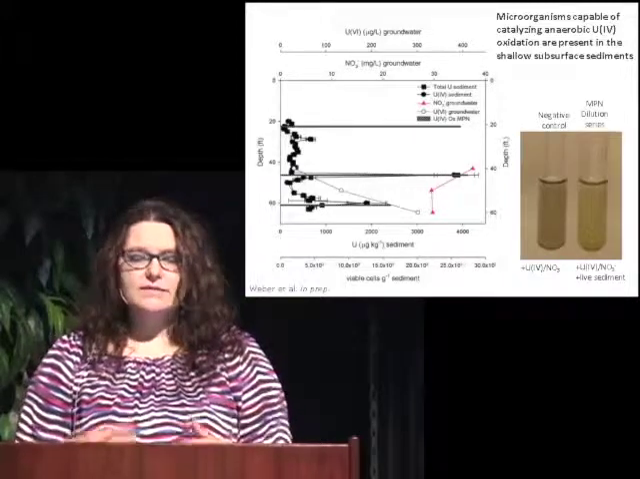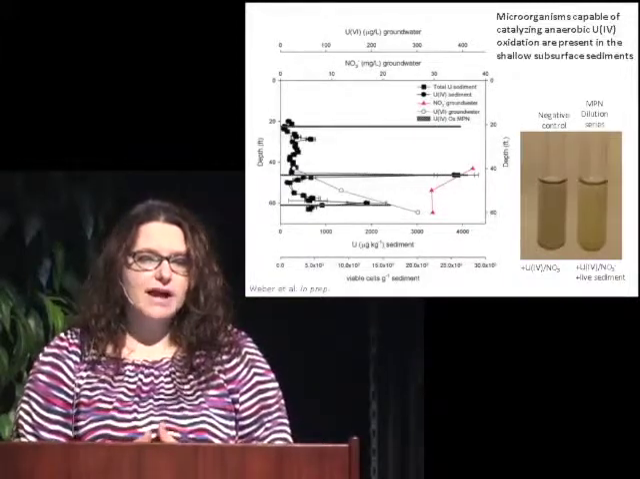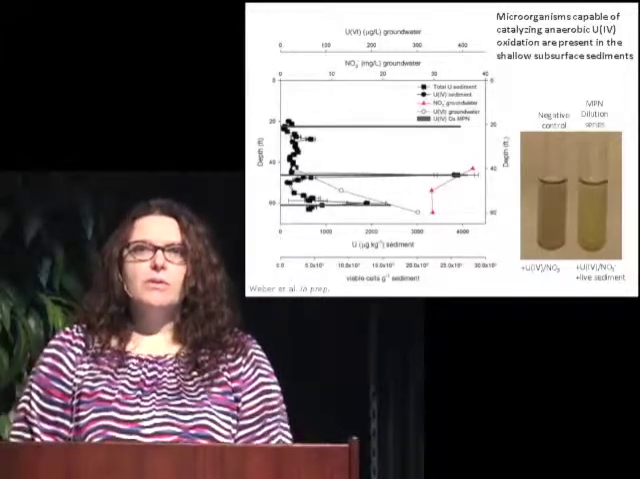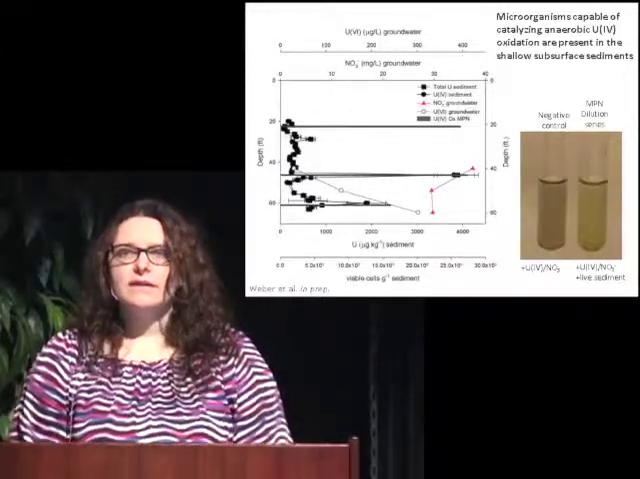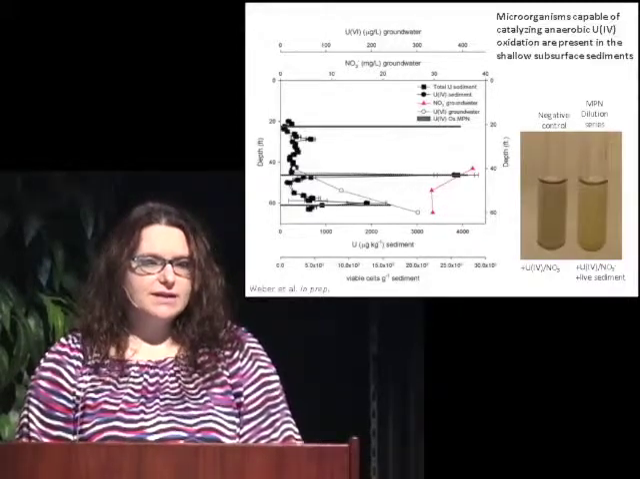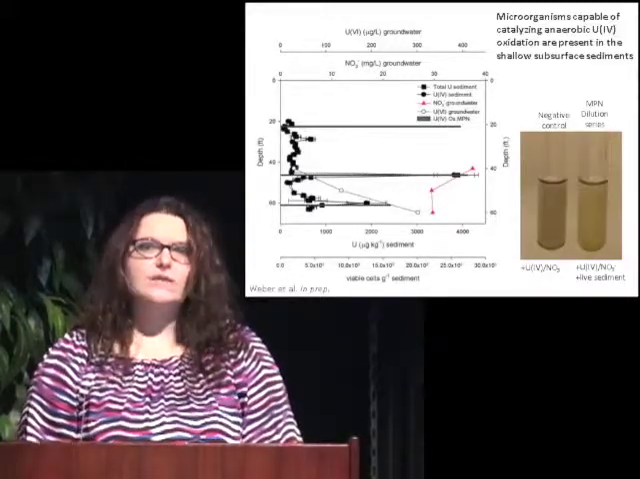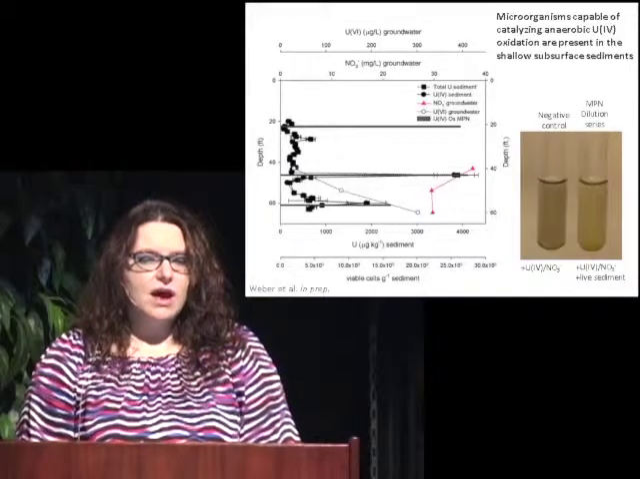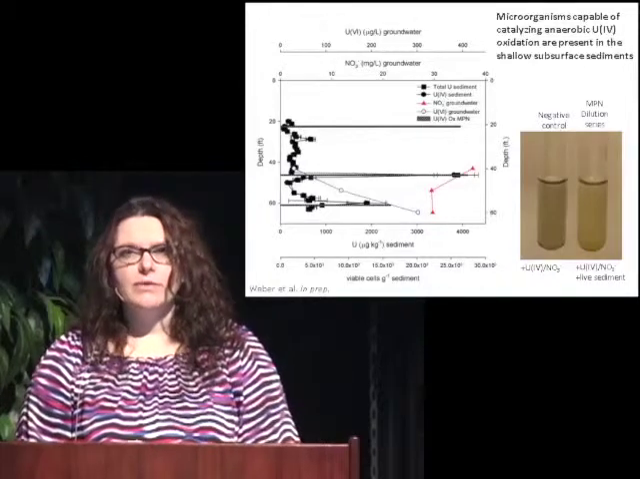So we do see this potential for this chemical reaction occurring in the system. So we were interested if there's a couple of bacteria that could potentially be catalyzing nitrate-dependent uranium oxidation. So what you're looking at is an overlay of all of the data that we had collected, in addition to data from our most probable number enumeration series.